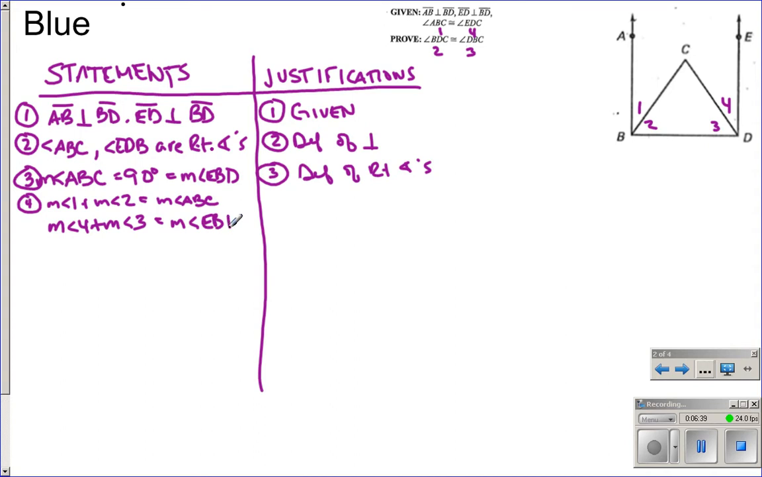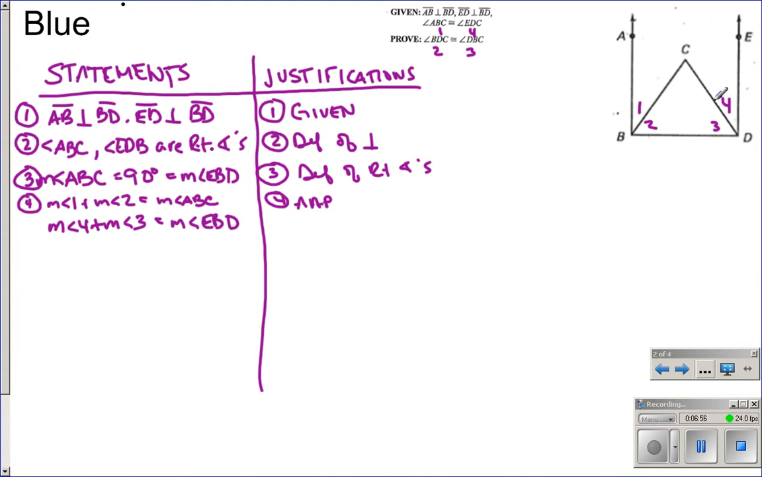In other words, if I add angles together, if I add the small parts of the angles together, I get the entire angle. So if I add the measurement of angle 1 to the measurement of angle 2, I get the measurement of angle ABD. Likewise, if I add the measurement of angle 4 to the measurement of angle 3, I get the entire measurement EDB.